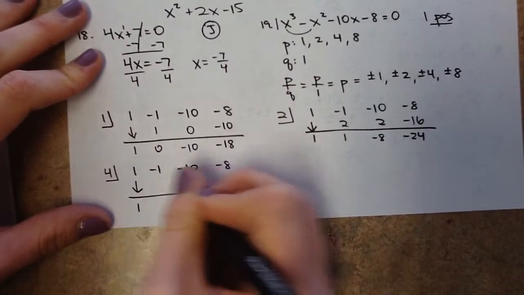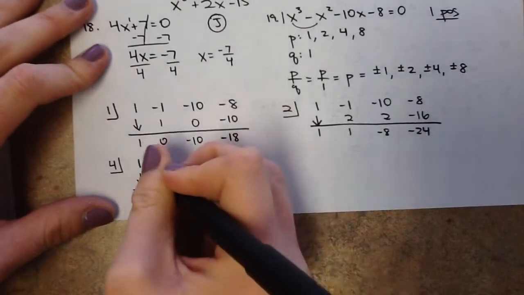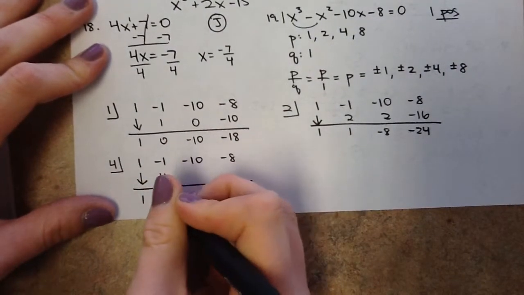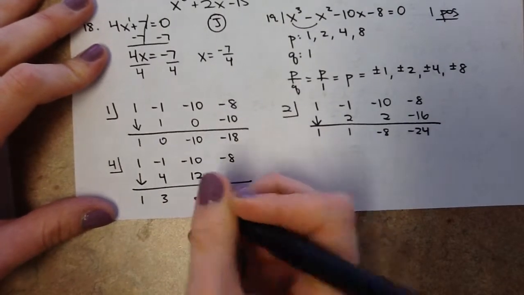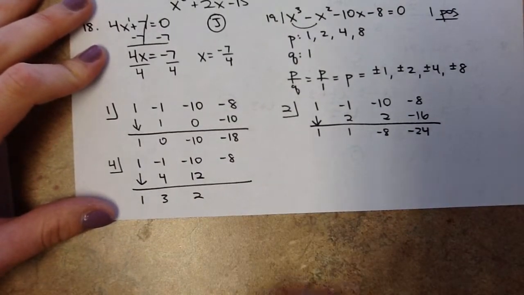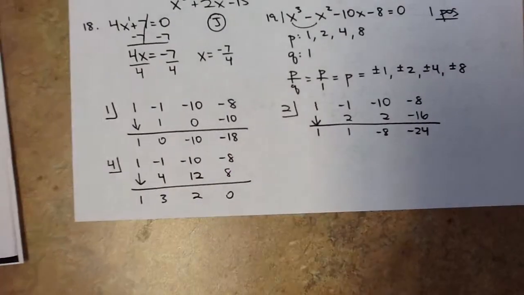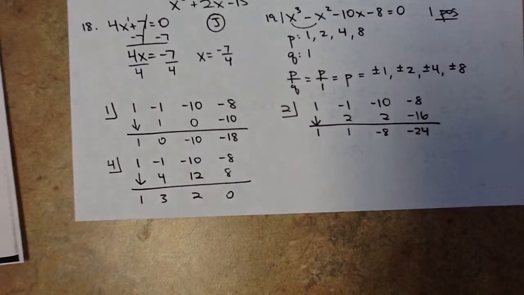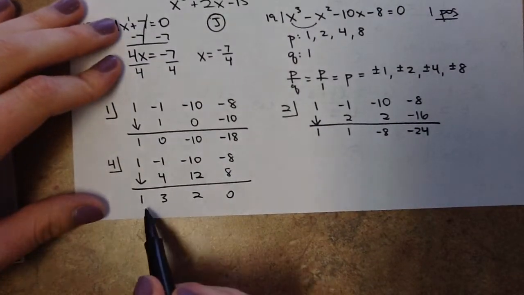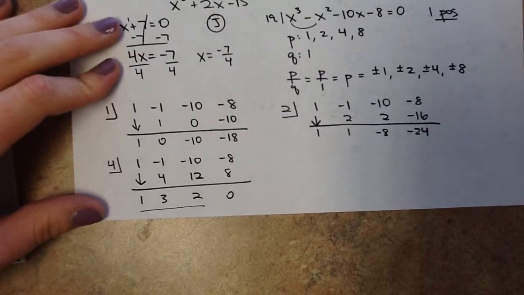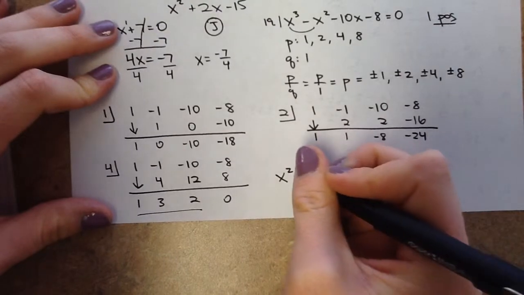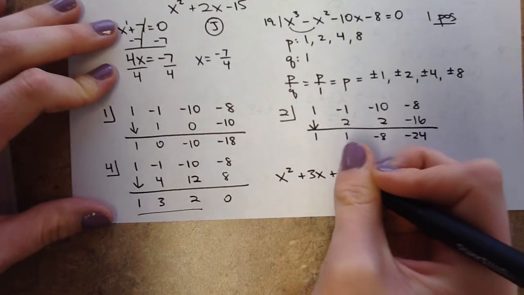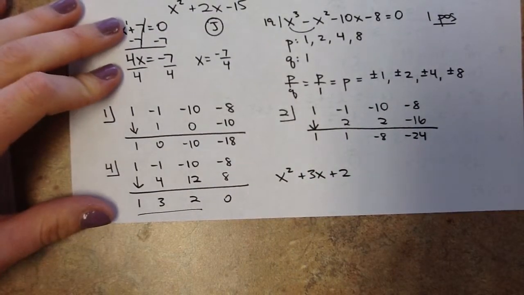So bring down the 1. Multiply, I get 4. Add these together, I get 3. Multiplying gives me 12. I add, I get 2. Multiplying gives me 8. There we go. Okay, so 4 is one of my answers for sure. And then what I do is I take this and I write it as a new polynomial. So since my degree was 3, drop it down to x squared plus 3x plus 2. And I want to factor that down.